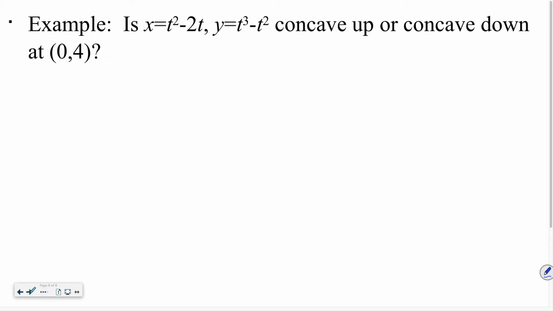So our example is this parametric equation set. And we're going to figure out if it's concave up or concave down at a coordinate. Okay? So our first job will be to find the first derivative, so then we can find the second derivative, and then we can determine concavity. Everyone please find me dy/dx and then stop.